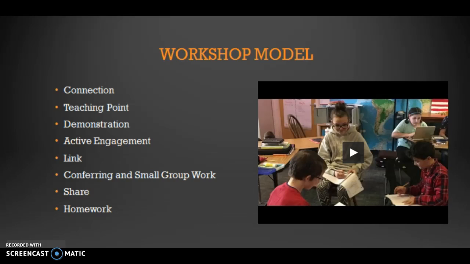Then I demonstrate. So watch me as I do the demonstration, and then I say, do you see how I, and repeat the teaching point again. Then I pull them into the active engagement. We're still in the meeting area. I still have their undivided attention, hopefully. And I engage them in the strategy that I've just demonstrated. From there, at the conclusion of the approximately 10-minute mini lesson, it's time to link them out into workshop, which is about a 45-minute time frame.